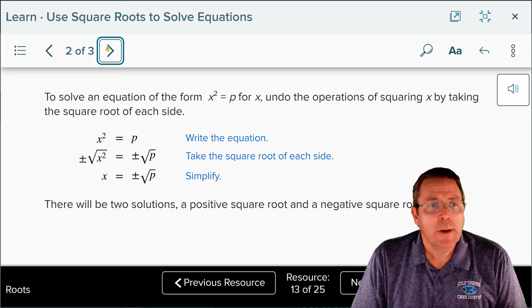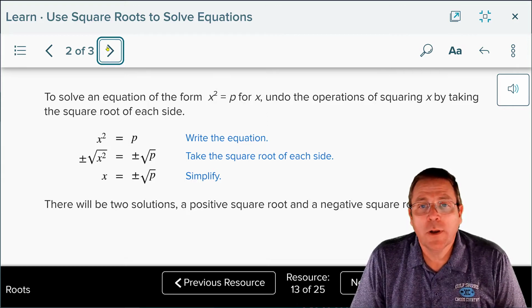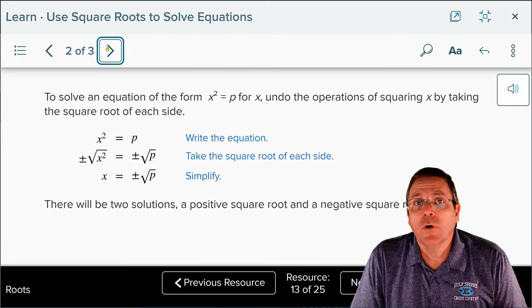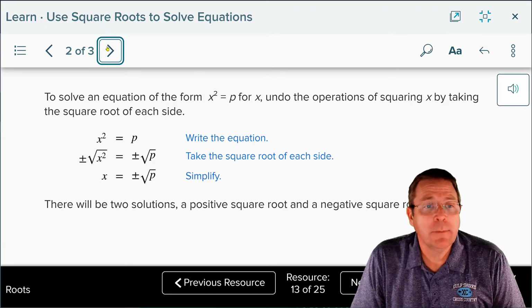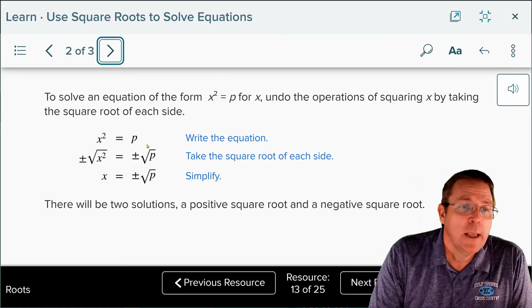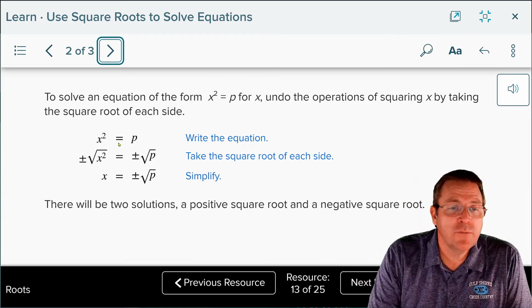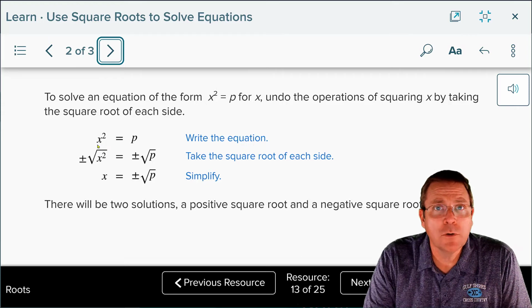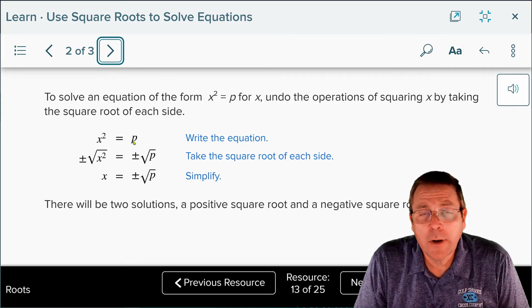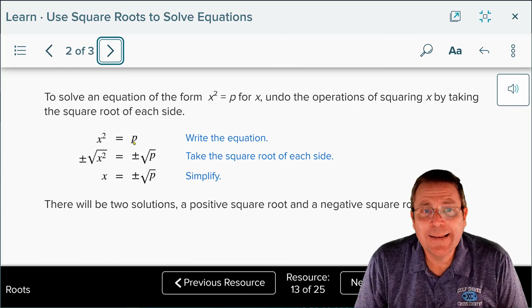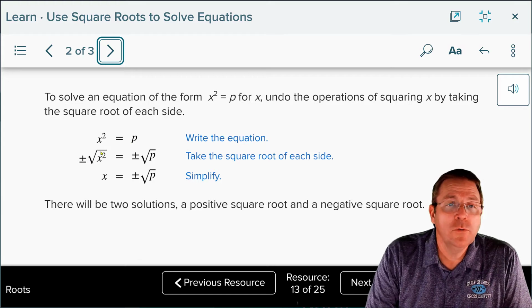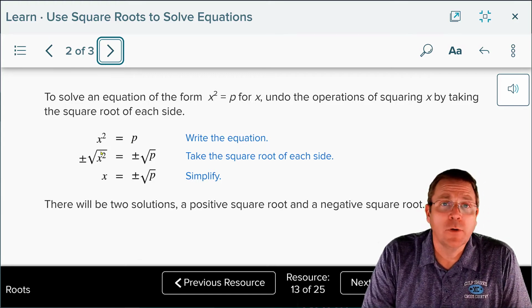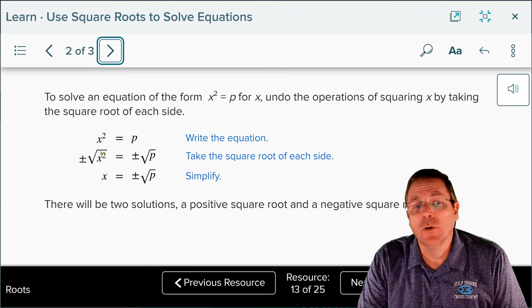To solve an equation in the form x squared equals p for x, you have to undo the operations by taking the square root of both sides. Just focus on one line at a time. The original equation, x squared is equal to p. But they don't care about x squared, they want to know what x is. So to find out what x is, they're going to take the square root of x squared. And if you do it on the left, you have to do it on the right.